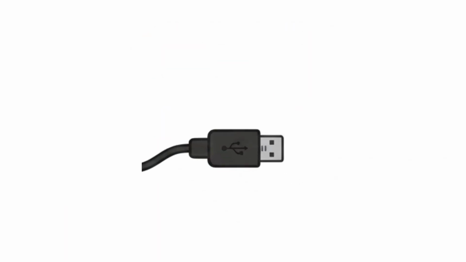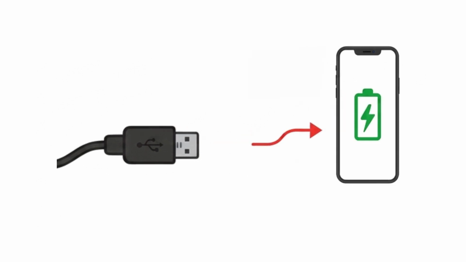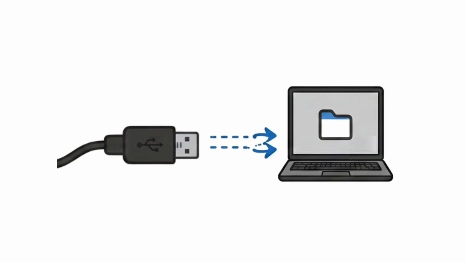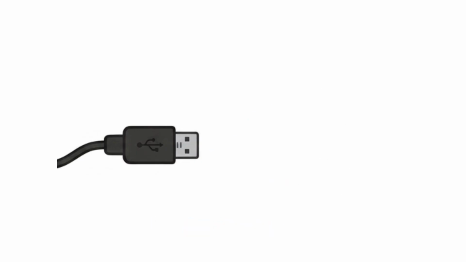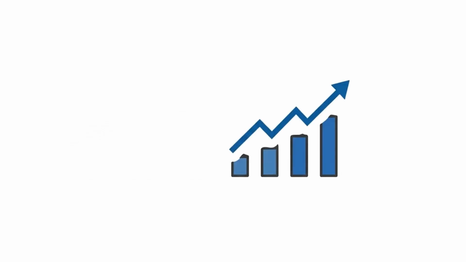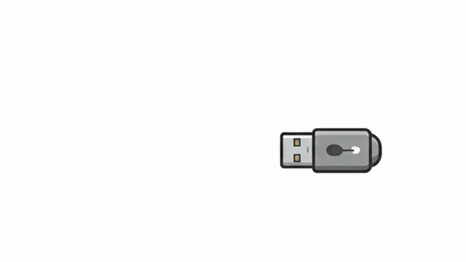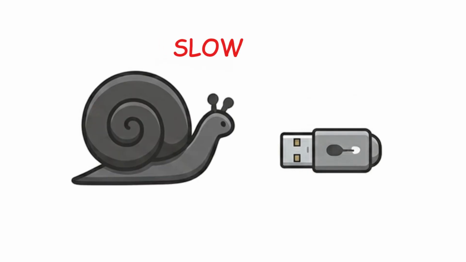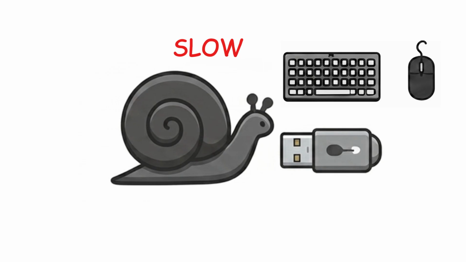That's why one USB cable can do so many things. It can charge your phone, it can transfer files, and it can connect devices like keyboards or controllers, all at once. But USB didn't stay the same forever. It evolved over time, and each version became more powerful than the last. Older USB versions were slower. They were mainly used for simple devices, like keyboards and mice. But newer versions changed everything.